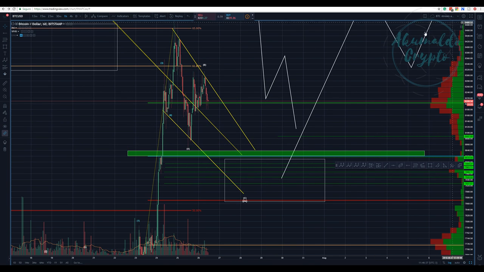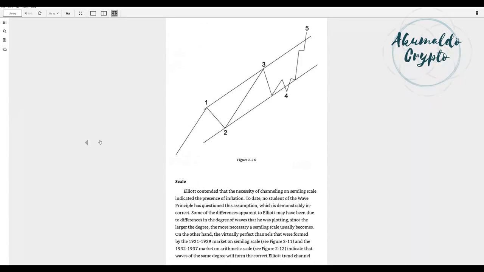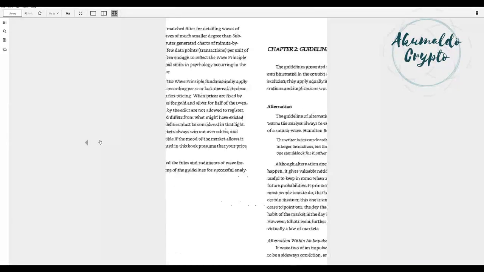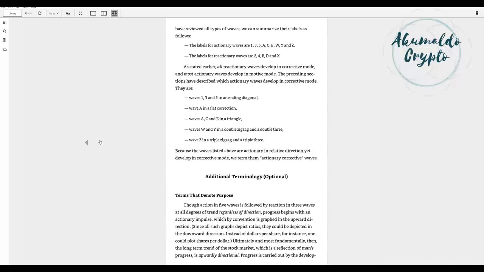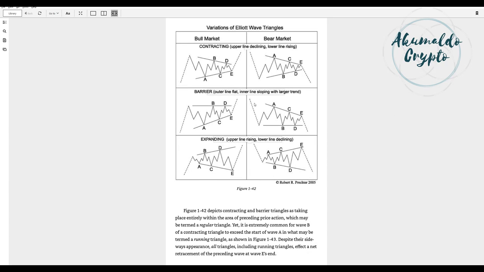Let me draw again. This is a big if. We might just touch the 8K here and react and go up. This would be a C, but an ABC. When we have a pattern that's a triangle, guys, let me show here, let me use the book, because the book is always the best. It has the best examples. Sorry that I need to do this, to look for it. Okay, there it is.